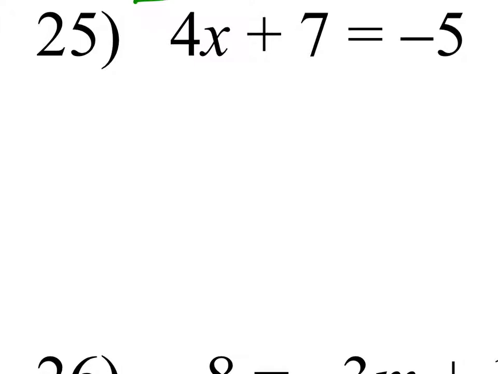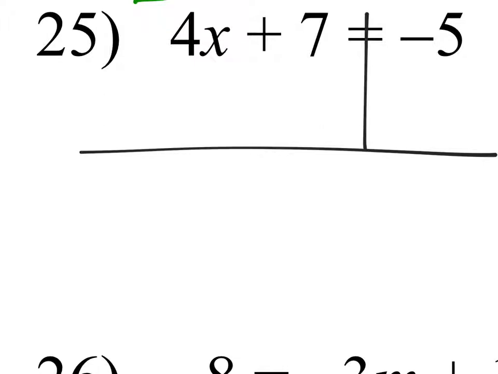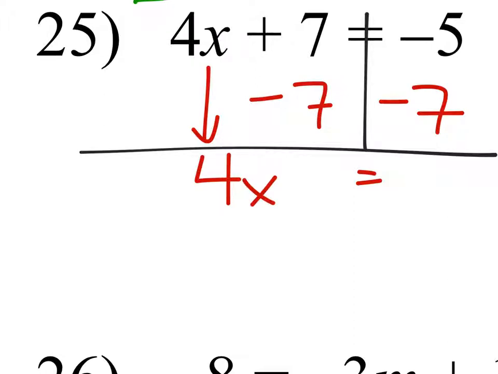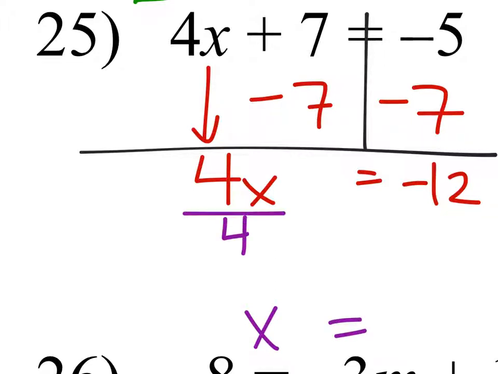4x plus 7 equals -5. What are we going to do first? 7. What does that mean? Minus 7. Very good. But if we do it to one side, we have to do it to both sides. Again, the idea here is to get the x's on their own side of the equal sign. -5 minus 7 is -12. So now I have 4 x's, which represent -12. How am I going to make this a 1x? Divide both sides by 4. 4 divided by 4 is 1x. So x equals -3.